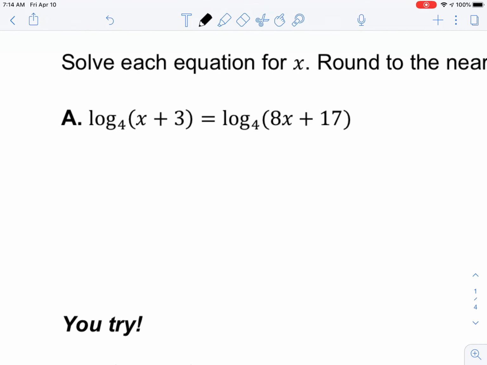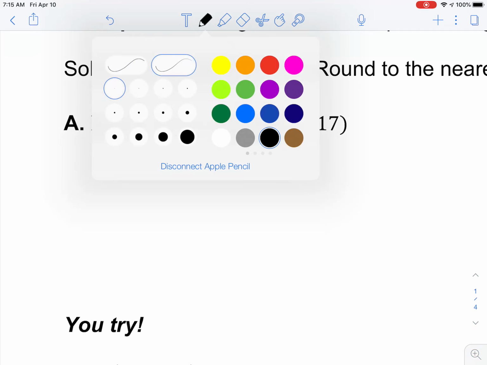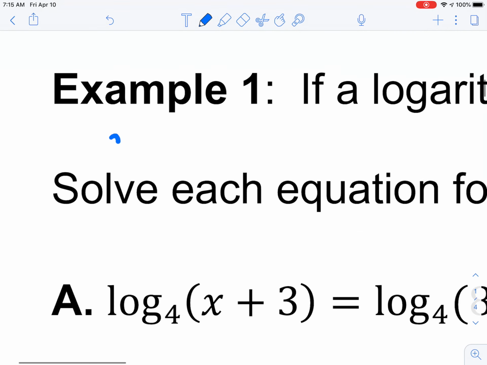You're going to get a problem like part A where it says solve this log equation. And wow, does this look scary. But before you get too confused and caught up in what this is saying, I want you guys to think about how we solve problems when I give you 3 to some power equaling 3 to another power.